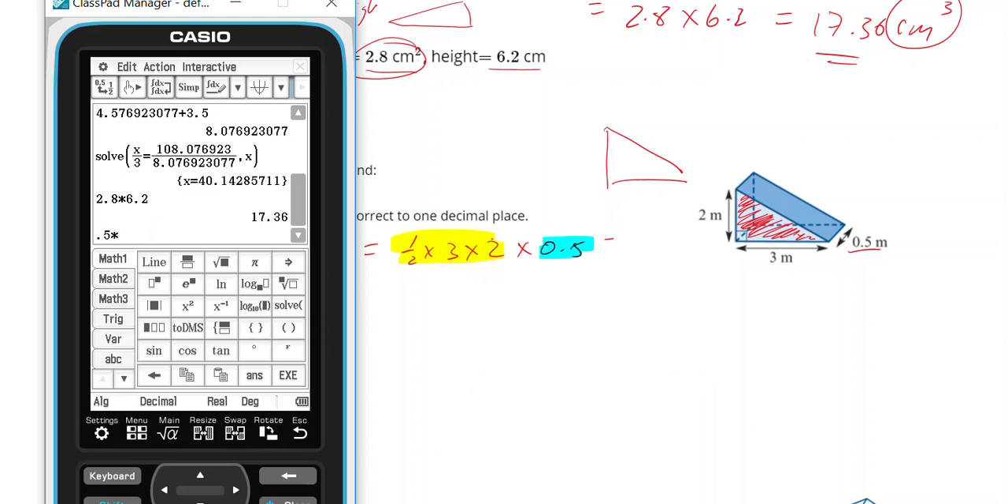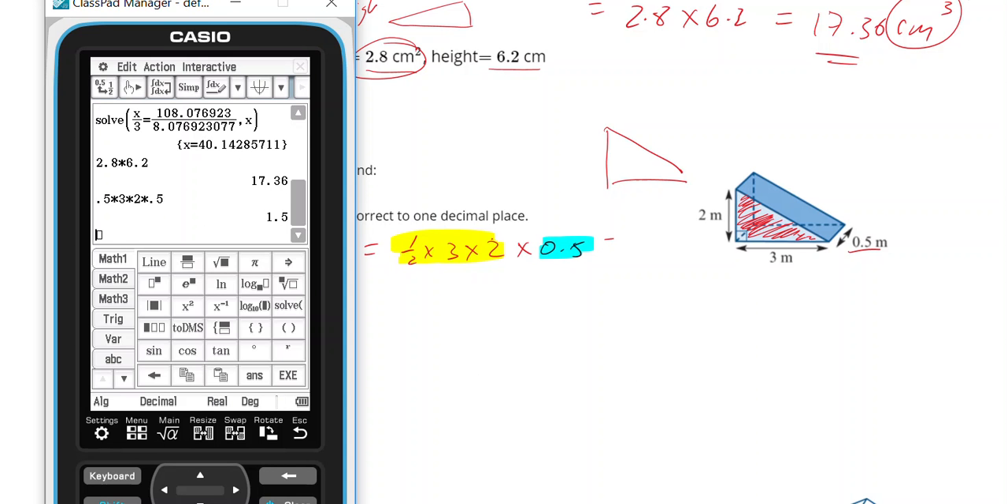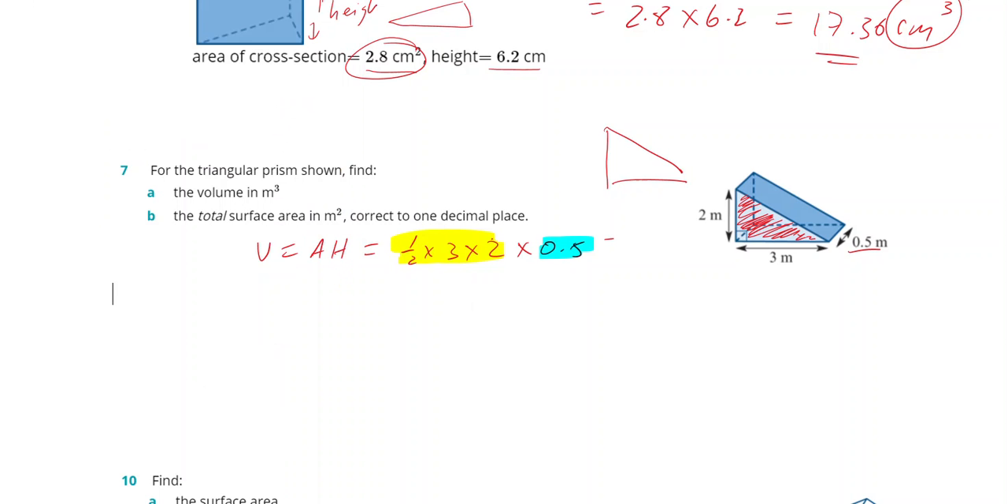0.5 times 3 times 2 times 0.5 gives 1.5. So the volume is 1.5, not meters, but meters cubed. Now we want to find the total surface area in meters squared. Surface area is how much area is actually exposed to the air. So what's actually in contact with the air?